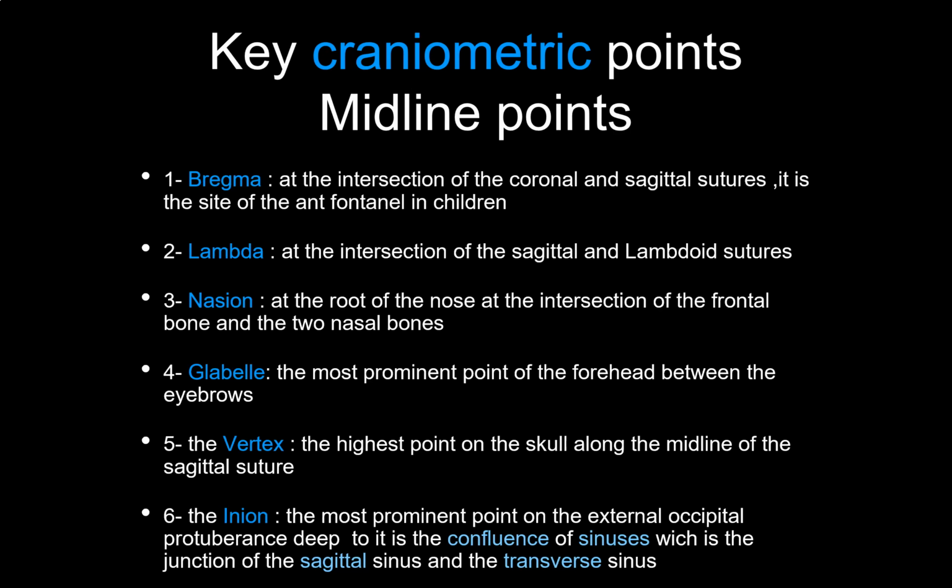And another point in the midline, the vertex, which is the highest point of the skull along the midline of the sagittal suture. And the inion, which is the most prominent point on the external occipital protuberance present in the squamous part of the occipital bone, and it denotes the confluence of sinuses, which is the junction between the sagittal and transverse sinuses.